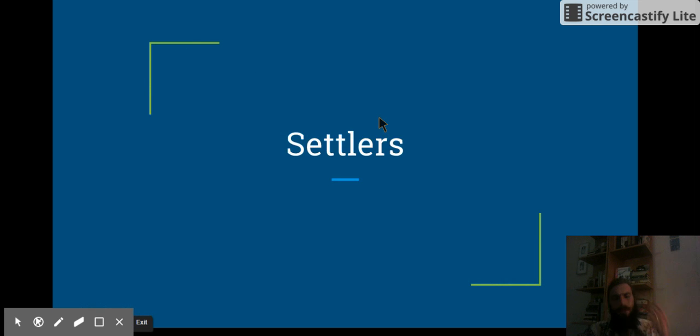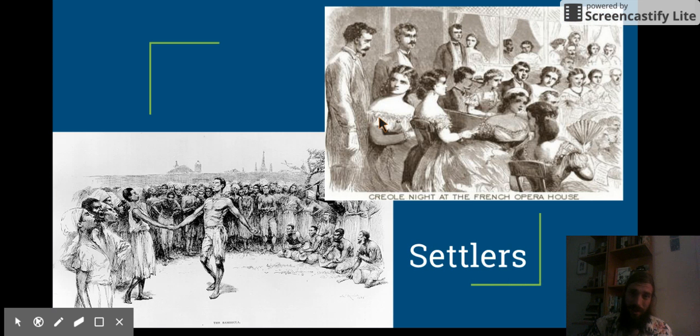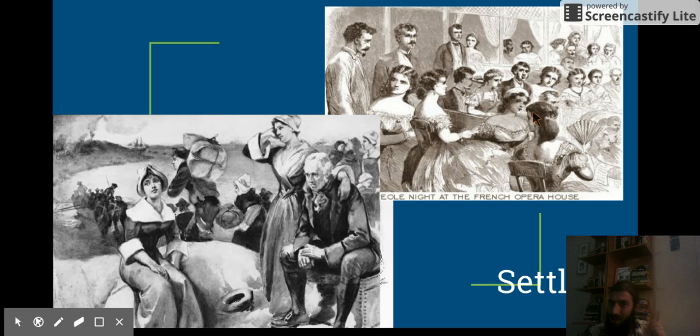Now, the other key point that we're going to review is settlers. Settlers are so important, all right? We talked about it, we did a timeline, but we still didn't score too well on that, all right? Remember, your Africans came over to work as slaves. Your French came over to trade on the Mississippi River. You also have another group. You have your Cajuns. All right.